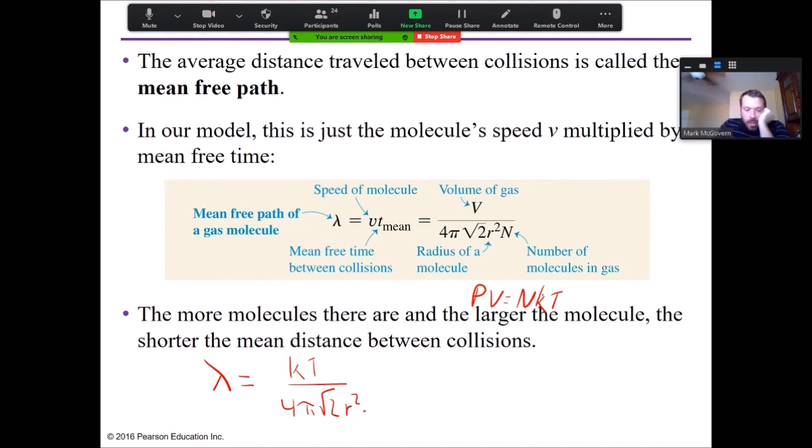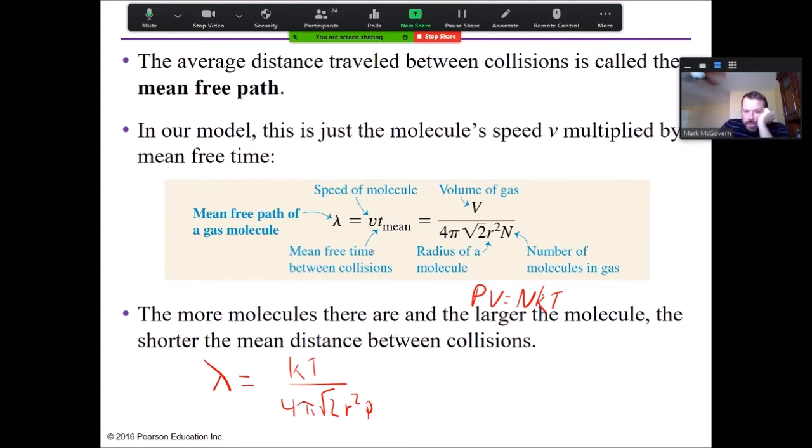I'm getting the hang of this little pad here. What's up, buddy? Over what? P, right? And so that's another expression, and both work just fine. Just depends on what you have. But I just use the ideal gas law to get this different one here.